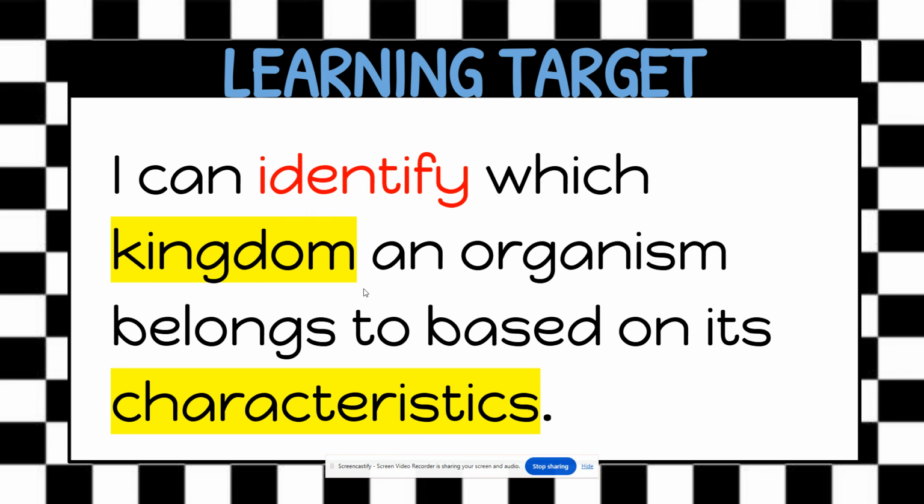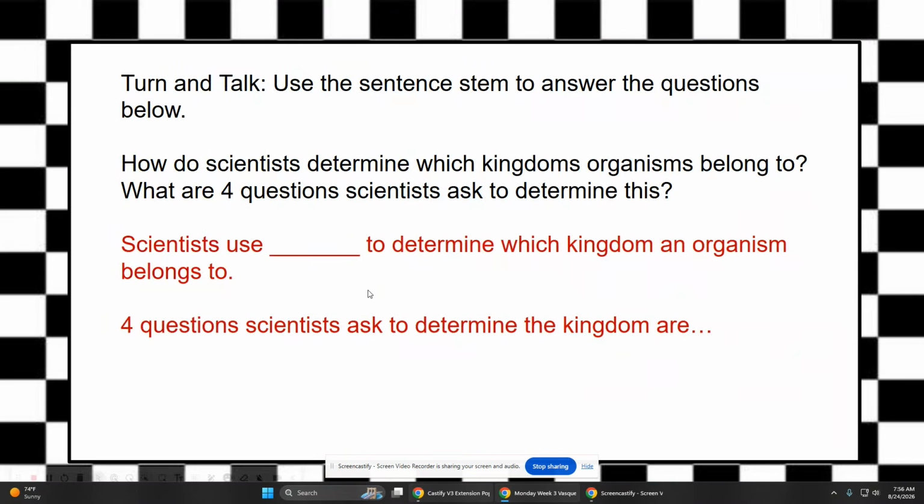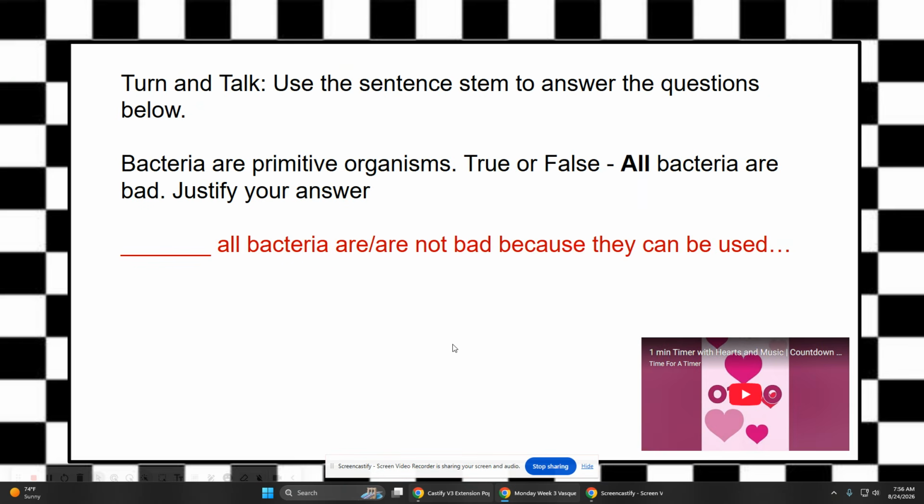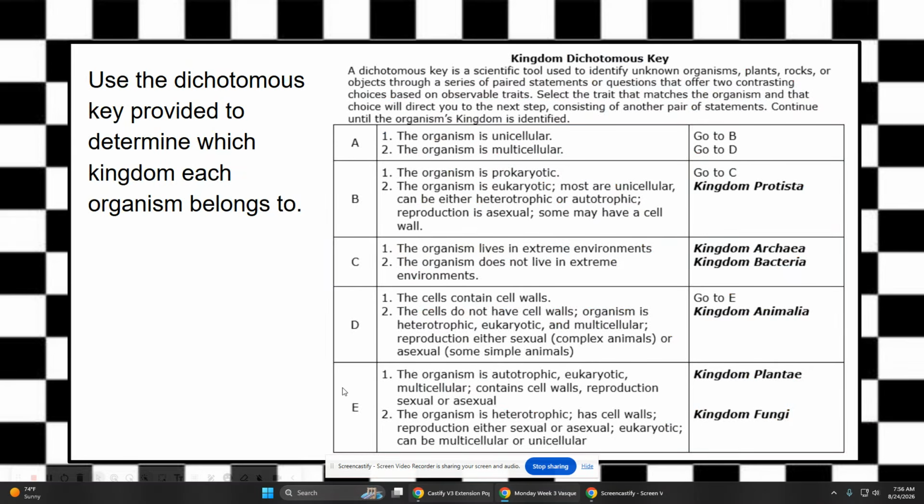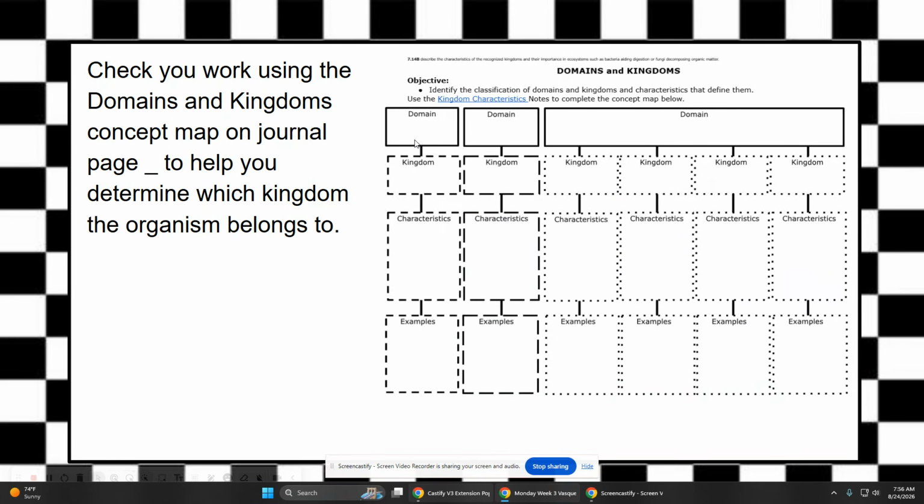Last week, we did some notes that gave us kingdoms that belong to domains. Remember, we said that we have three domains. You have domain Archaea, domain Bacteria, domain Eukarya. Those three domains, remember we said, are the broadest part of taxonomy. Those three domains are broken down into 6 kingdoms.